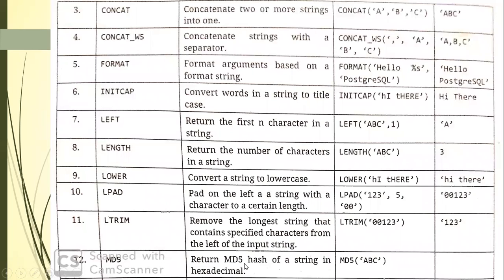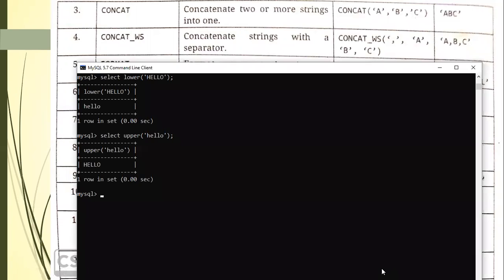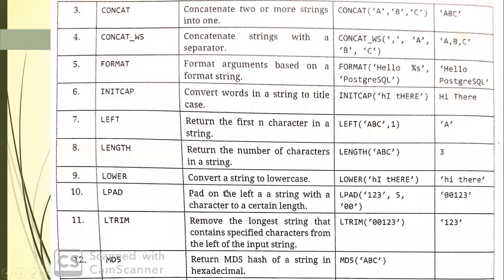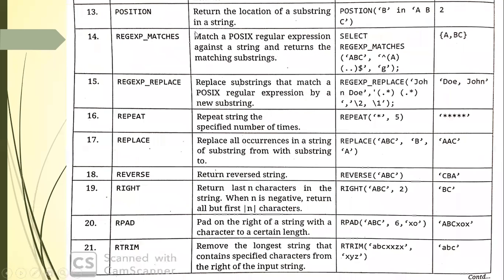Now, the MD5 function returns the hash of a string in hexadecimal. So we need to consider the output of this MD5. Select MD5, and here we can pass the string ABC. Suppose what will be the result we have? Okay, this function is not supported here with our SQL. Now these are some other functions. We can return the positions of a particular character. We use the position function.